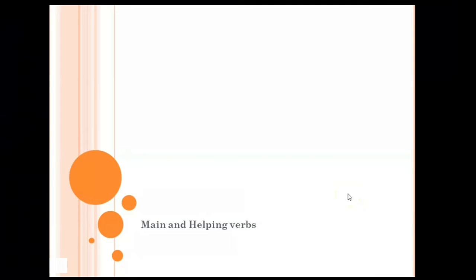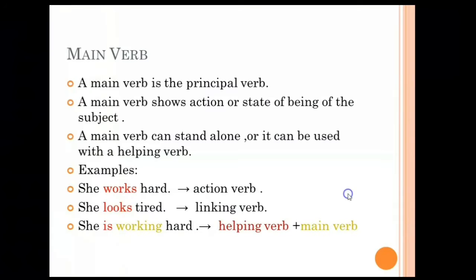Our lesson for today is about main verbs and helping verbs. So, what is a main verb and what is a helping verb? A main verb is the principal verb, هو الفعل الرئيسي بالجملة الأساسي. A main verb shows action or state of being of the subject. A main verb can stand alone or it can be used with a helping verb.